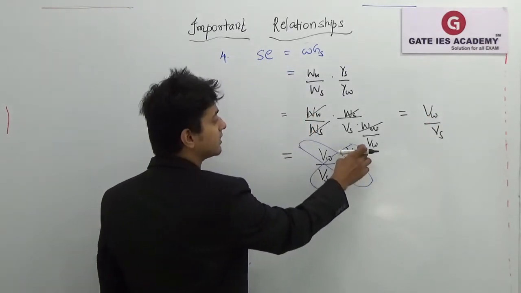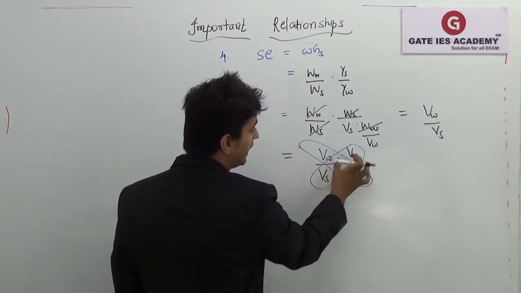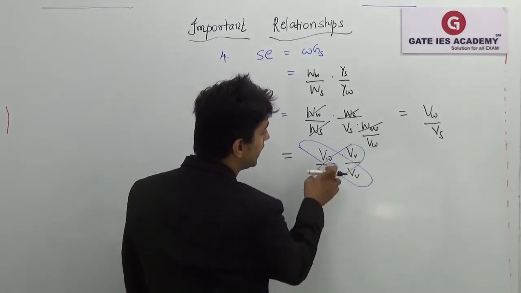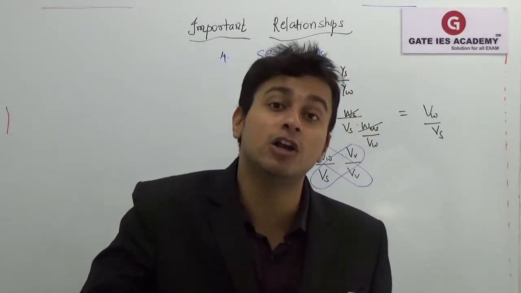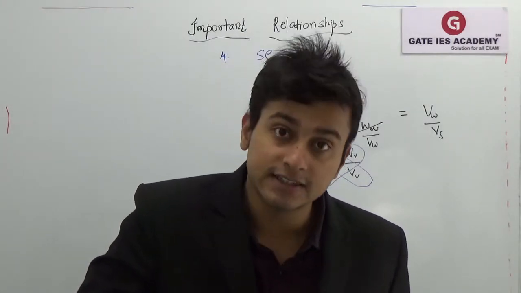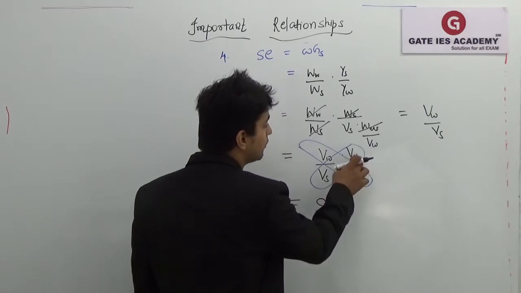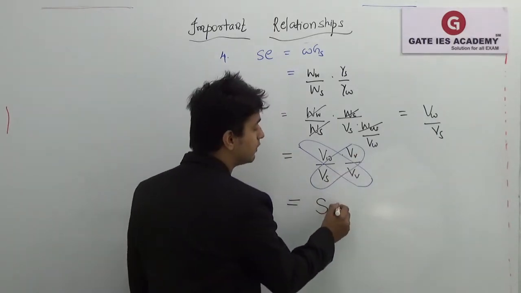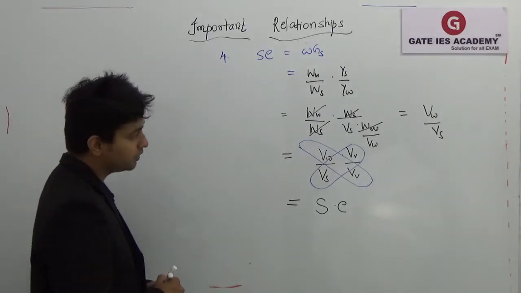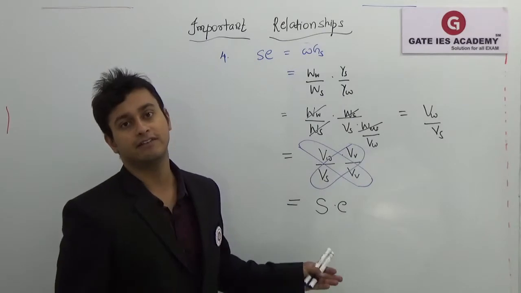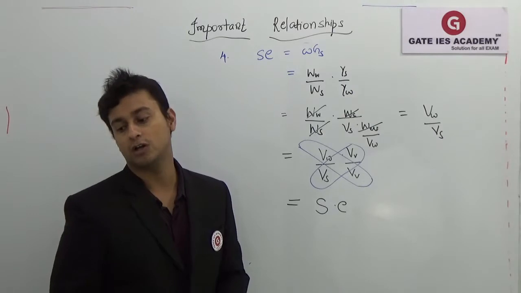Now if I multiply with Vv and divide with Vv, and combine Vw and Vv, and Vv and Vs, so what is Vw by Vv? Vw by Vv is nothing but volume of water divided by volume of voids. That is nothing but what? Saturation, S. And what is volume of voids upon volume of solids? That is nothing but equal to e. So this is how we derive Se equals wGs. Very simple. Here we have to find a trick, that is multiply and divide by volume of voids.